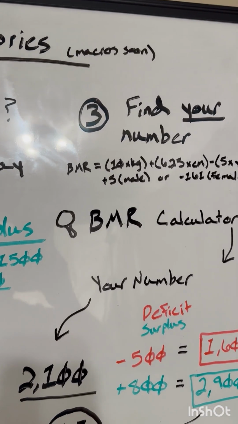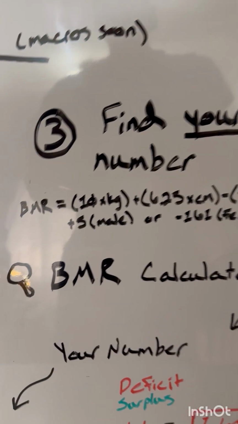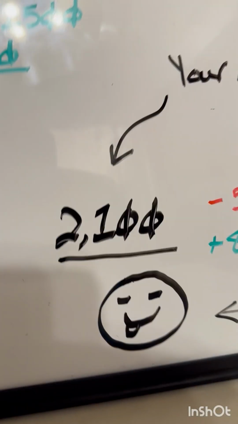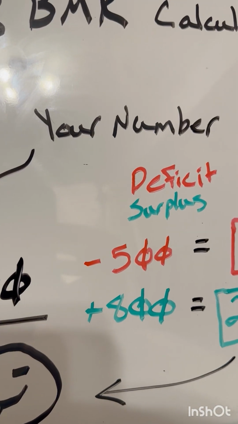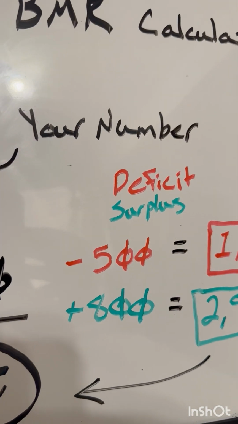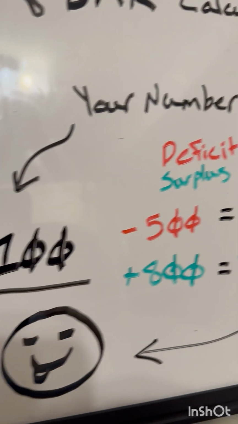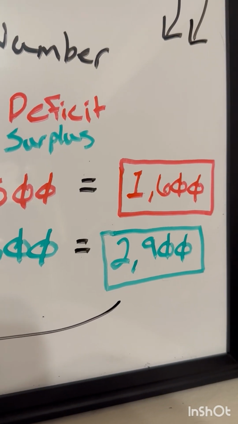All right, then we're gonna find your number, okay? So now we got our deficit or our surplus. Okay, so how does that relate to us? So you're gonna calculate BMR, you're gonna use this formula, or you can just Google BMR calculator and it'll spit out a number. So your number, let's say for example, is 2,100, right? If you have a 500 calorie deficit, again, red, deficit is for losing, you're just gonna subtract that and get 1,600. If you have a surplus of 800, you're gonna add that and it's gonna spit out your number.